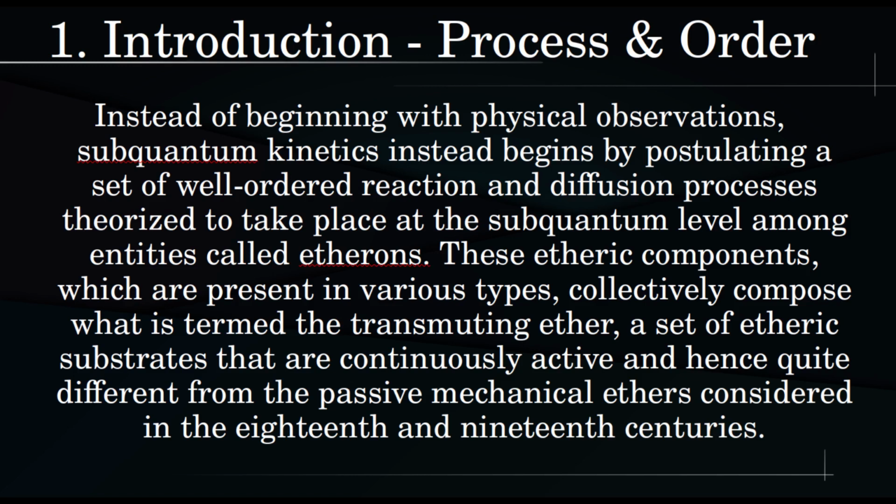Instead of beginning with physical observations, subquantum kinetics instead begins by postulating a set of well-ordered reaction and diffusion processes theorized to take place at the subquantum level among entities called etherons. These etheric components, which are present in various types, collectively compose what is termed the transmuting ether, a set of etheric substrates that are continuously active and hence quite different from the passive mechanical ethers considered in the 18th and 19th centuries.